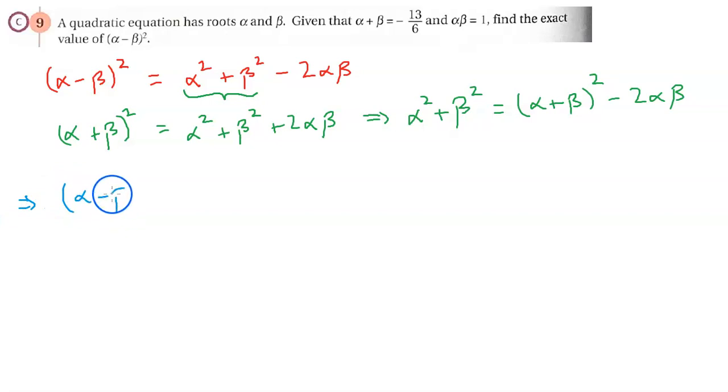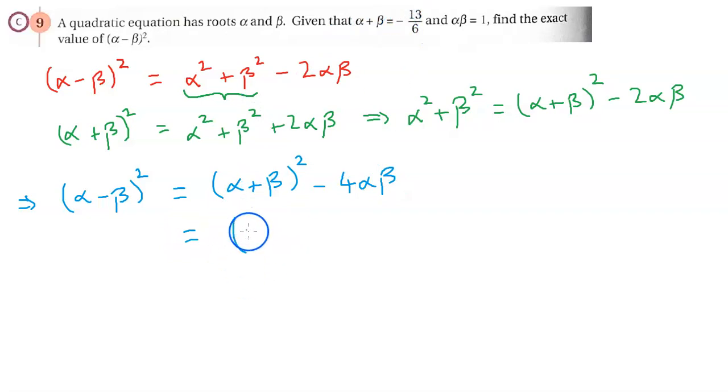Substituting back in, we get (alpha minus beta) squared is equal to (alpha plus beta) squared minus 4 times alpha beta. And then, alpha plus beta is negative 13 over 6, so negative 13 over 6 squared minus 4 times alpha beta, so minus 4. And then sticking that into the calculator, we get positive 25 over 36.